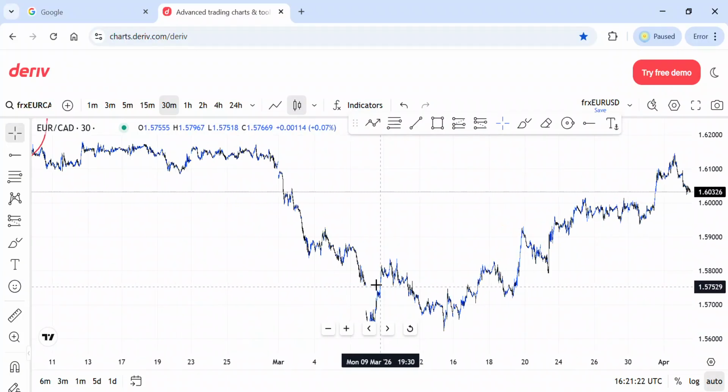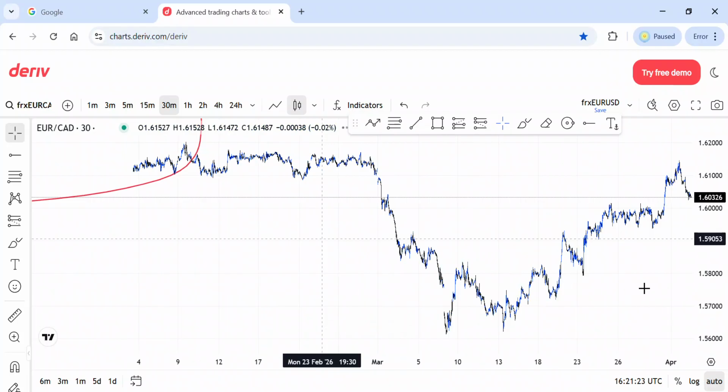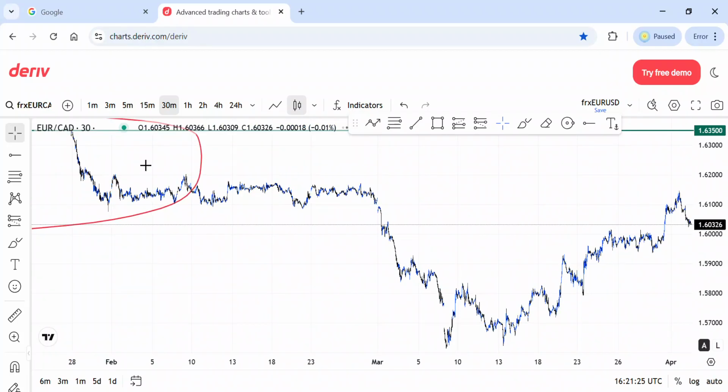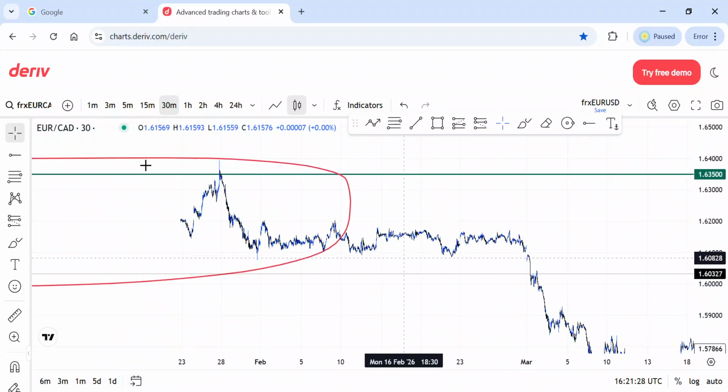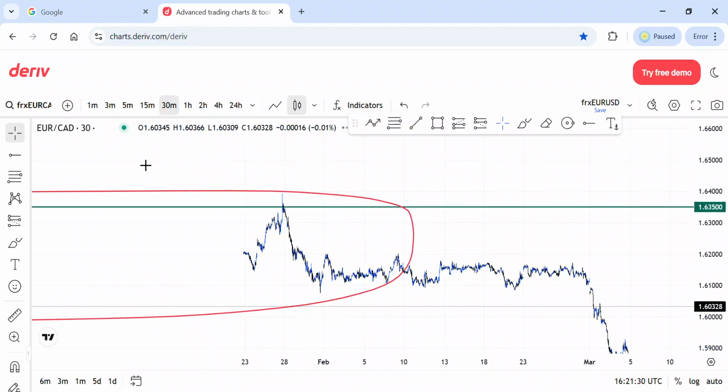Yeah, so you just need to understand market structure very well. If you understand market structure very well, confirming your confirmation entry is not going to be a problem.